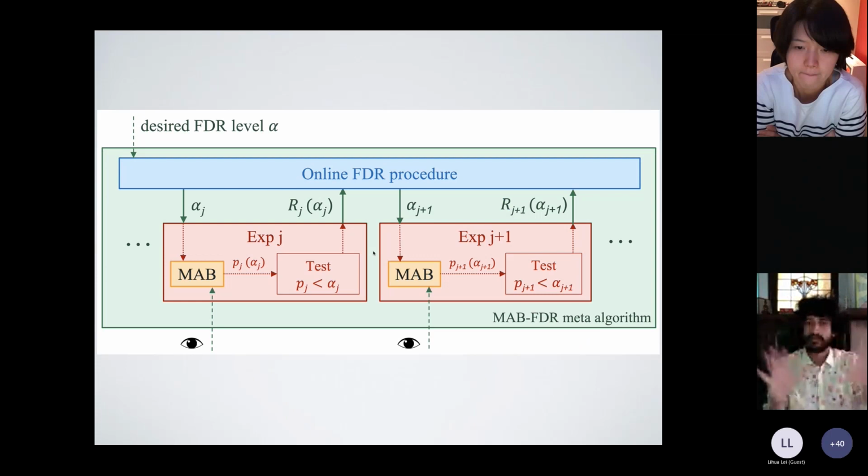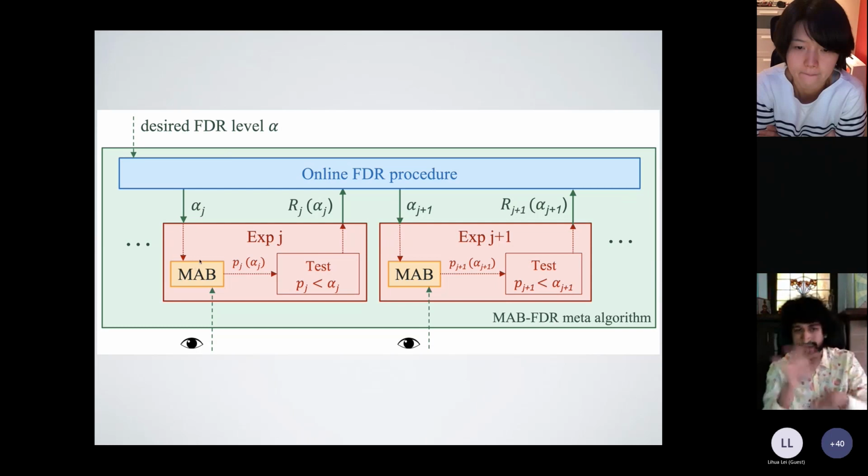Okay, so this is like a cartoon picture of what we might hope to achieve. From left to right is time, and you have this overarching online FDR control procedure that's telling all the experimenters what to do. And every time you start a new experiment, which is like a red box, you get told an alpha level for running that experiment. How that alpha level will be decided is by the online FDR procedure that is trying to maintain the FDR at a level alpha. So alpha j will change with the experiment.